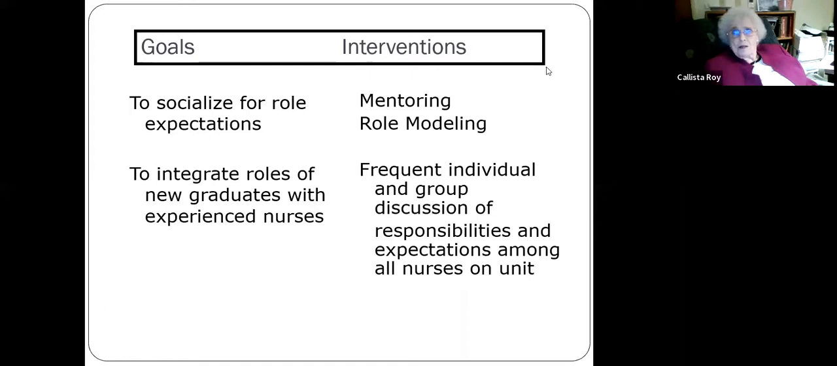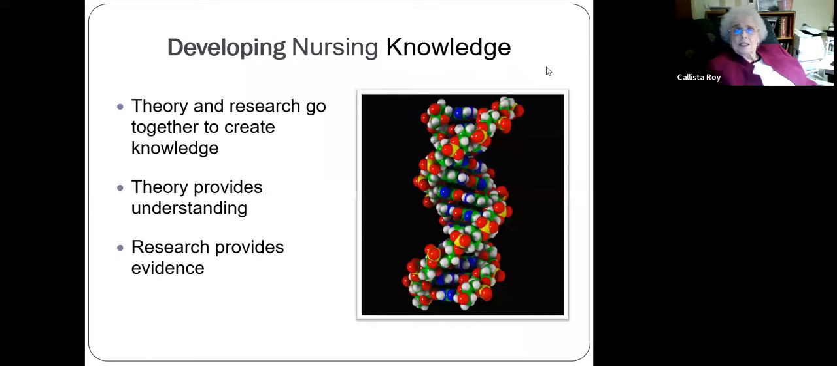Now, moving to the next part of our discussion today about the uses of the model, the use in developing nursing knowledge. Theory and research go together to create knowledge. Theory provides understanding. Research provides evidence.